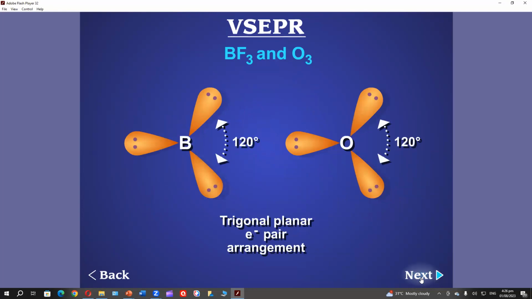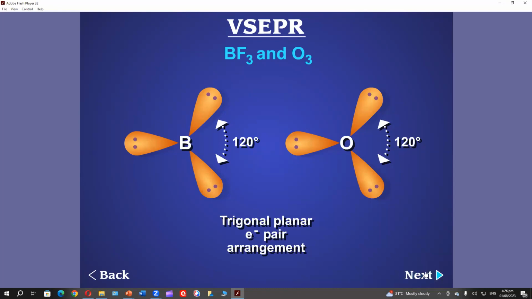Did you get this point? Trigonal planar. For this one, it's 3 shared pairs, and you just do 360 divided by 3 to find the angles between each. So it's a very nice animation, but it's very long. I will try to share it with you.